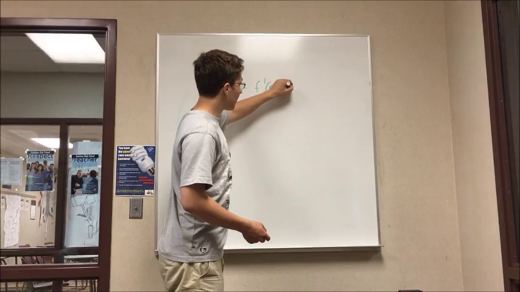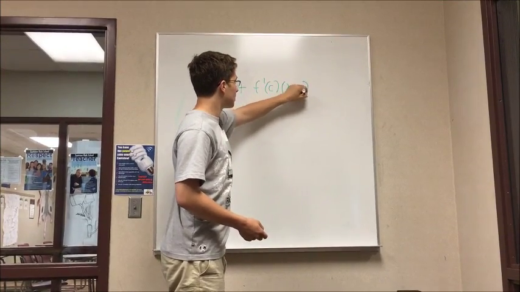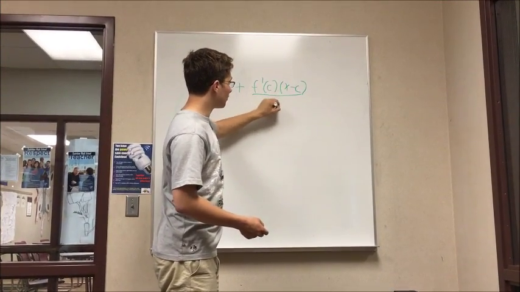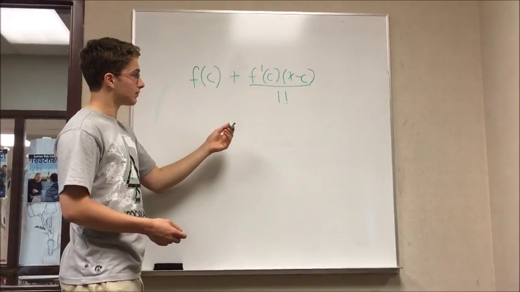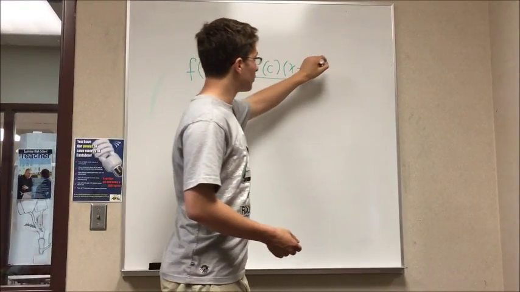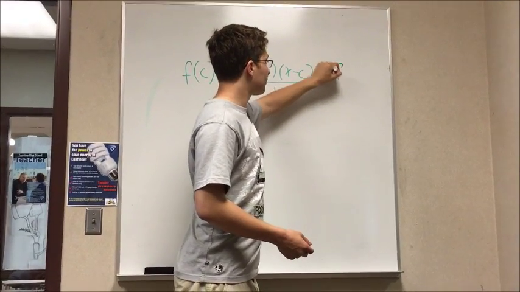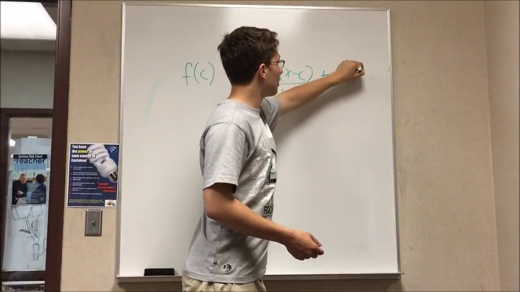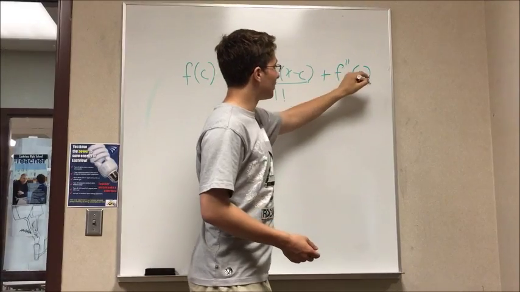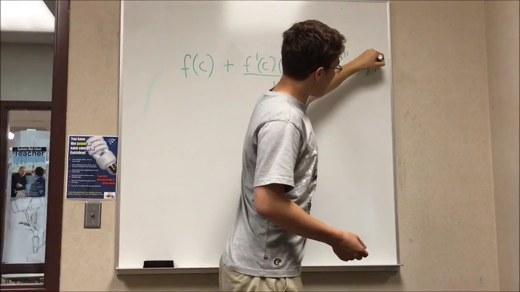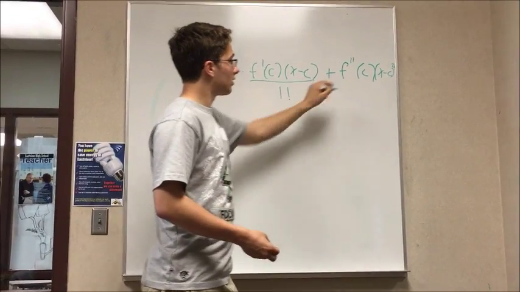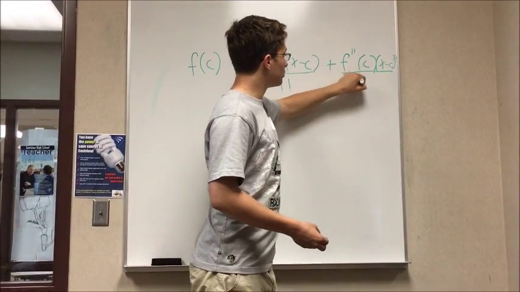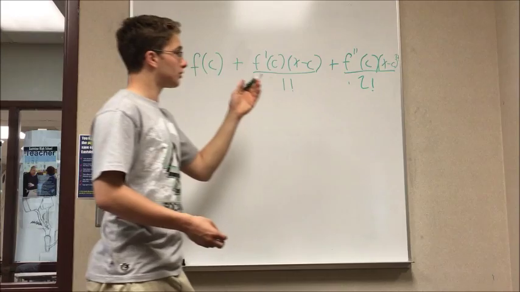multiplied by x minus c. This is all over 1 factorial, but since 1 factorial is just 1, it's not necessary in the series. Next, the third term would be f double prime of c multiplied by x minus c squared. Thus, all over 2 factorial. That is the third term.